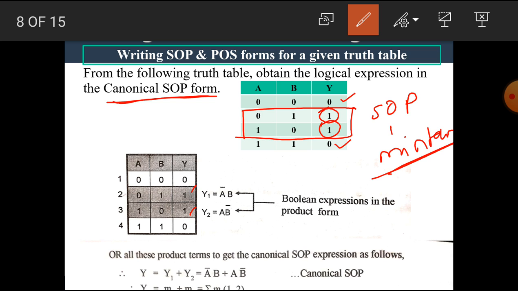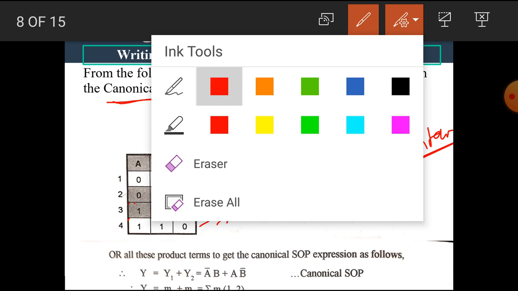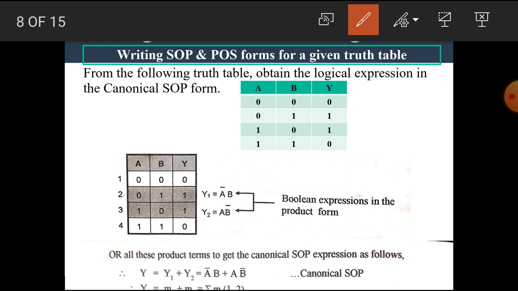Here the combination is A equal to 0, that means A bar, B equal to 1, that means B. This is Y1. For Y2, we can write A equal to 1, that means A, B equal to 0, that means B bar. At the end, we have to add these two outputs, that means Y1 plus Y2. We get the final equation A bar B plus A B bar. I hope you all understand how to write the canonical SOP from the given truth table.